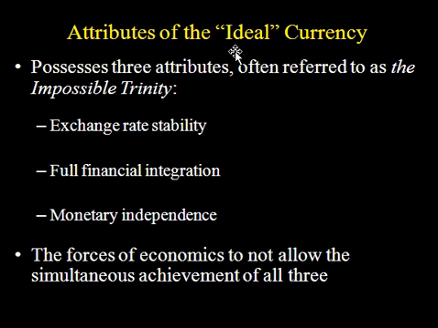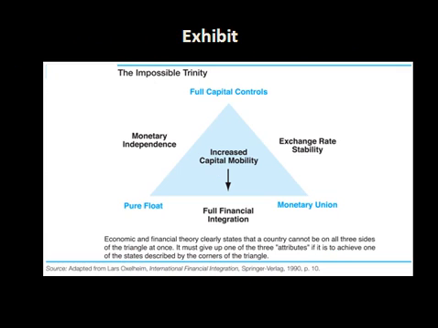So what are the attributes of an ideal currency? An ideal currency possesses three attributes, which is commonly referred to as the Impossible Trinity. Why is it called the Impossible Trinity? Let's take a look. The three attributes of an ideal currency include exchange rate stability, full financial integration, and monetary independence. Let's take a look at a diagram. This exhibit explains the relationship between the three attributes of the ideal currency.